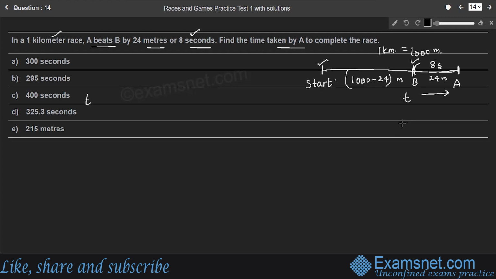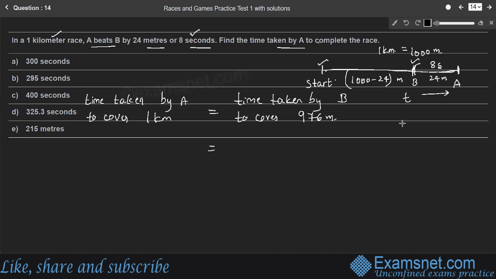Therefore, to find the time taken by A to cover 1 kilometer, it is equal to the time taken by B to cover a different distance, which is 976 meters. How do you find this time taken by B? For time, we need speed and distance. So we know that speed is equal to distance by time. Come back to the question.